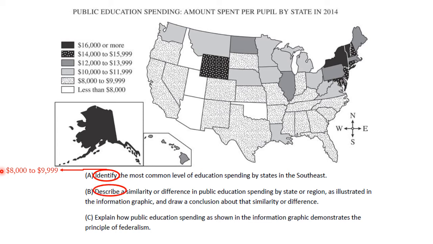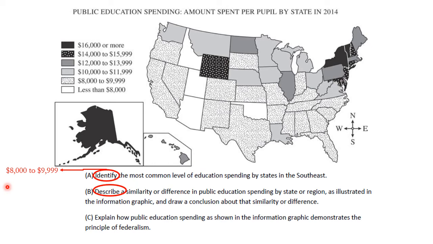All right, now the first thing it's going to ask us to do is describe a similarity or difference in public education spending by state or region as illustrated in the graphic. All right, so this is a describe point, so it's going to be a little bit more, and it's giving me a choice, similarity or difference. Now this is the analyze the data part of the skill, right? We've got to be able to analyze what's going on. And remember, when we analyze the data, we're looking for trends, right?